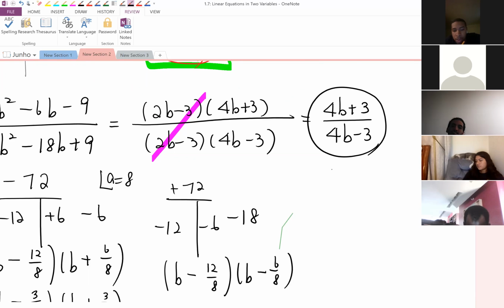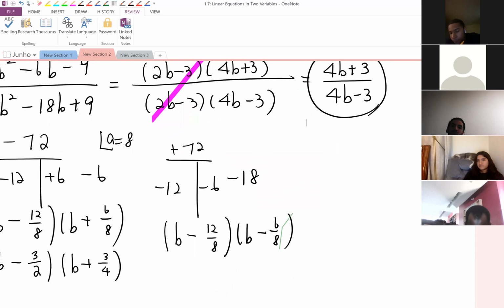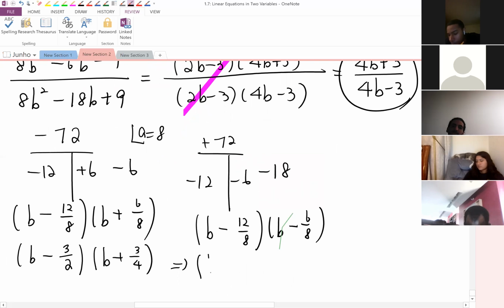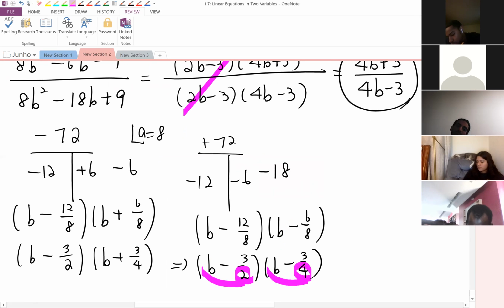Could you go back to the work on the bottom? Yeah. Okay, so I skipped a step here because it's the same as this one, but you keep on doing this, then you will get 3 over 2 and 3 over 4 here, and moving the denominator in front of the variable. That's how I got 2b minus 3 and 4b minus 3 in this case.